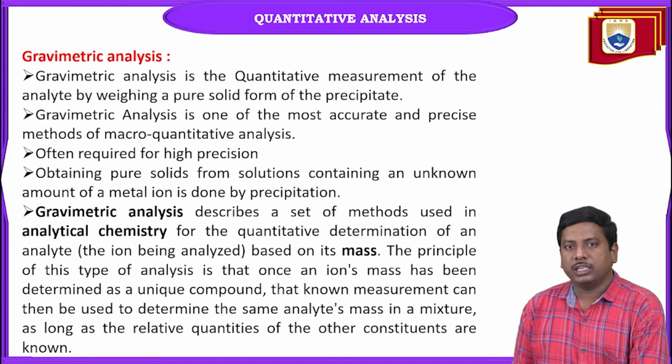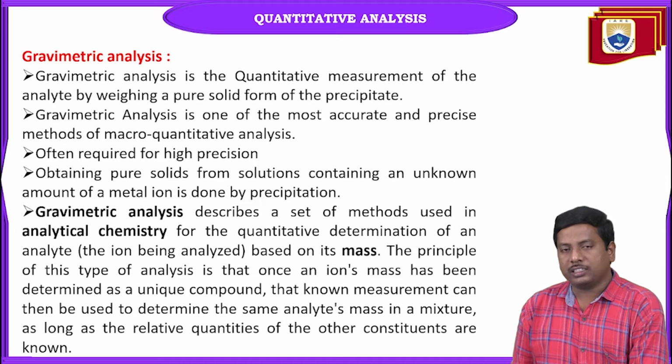After that, we see what is the importance of gravimetric analysis. Gravimetric analysis is a quantitative measurement of the analyte by weighing the pure solid form of the precipitate. Already we discussed that gravimetric analysis comes under the category of quantitative analysis, because the analysis mainly depends upon the mass of the substance.